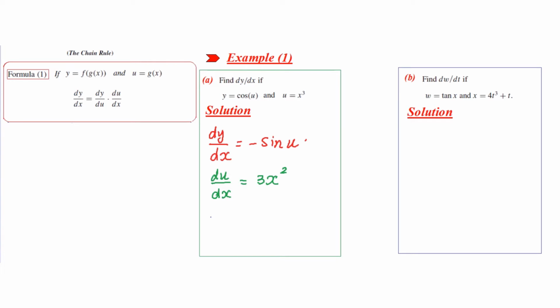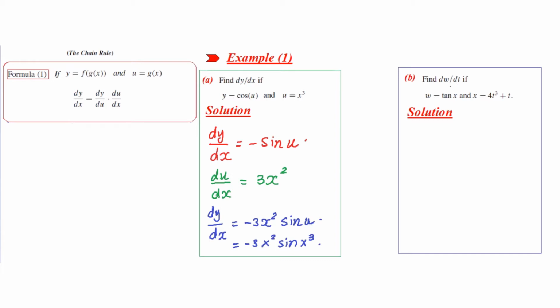So dy by dx equals the multiplication of these two derivatives, and we have negative 3x squared sine u. After that you have to replace u by its value, which is x cubed. So we have negative 3x squared sine x cubed, and that's it.